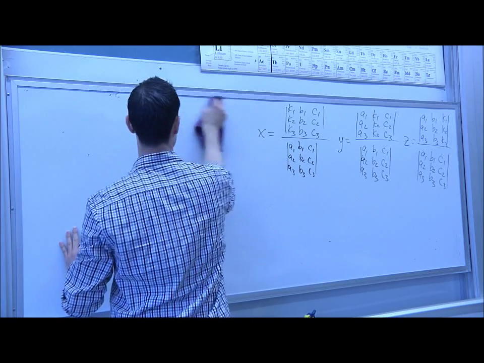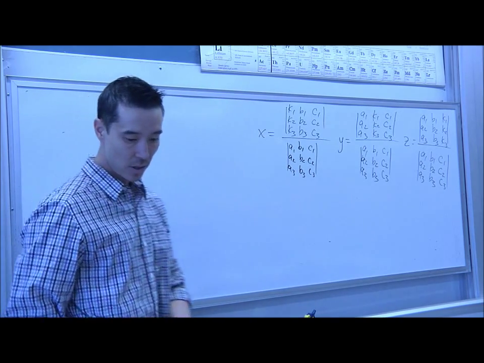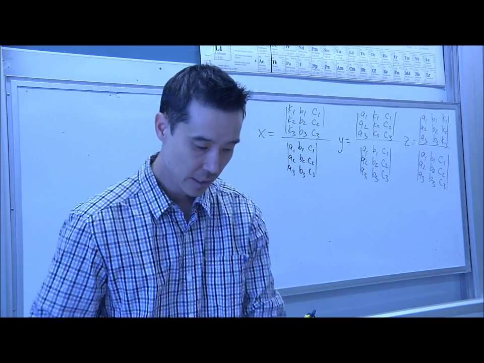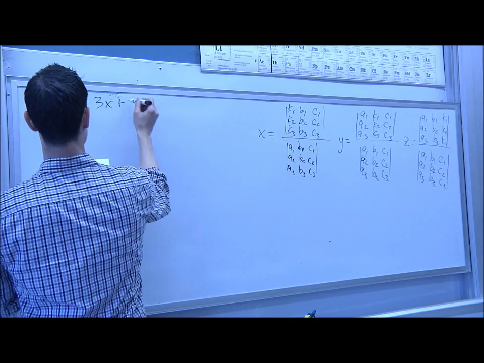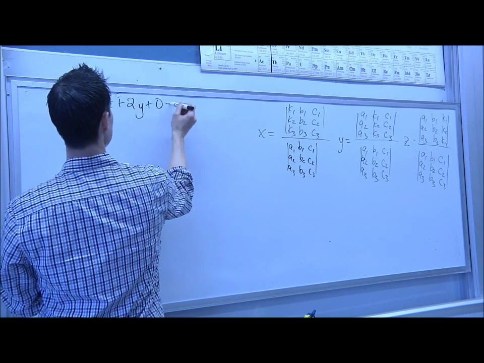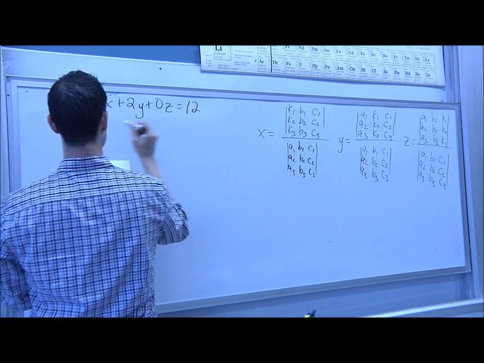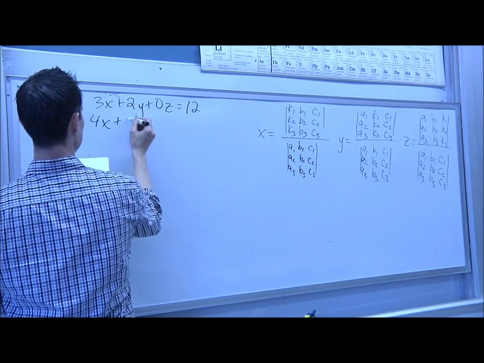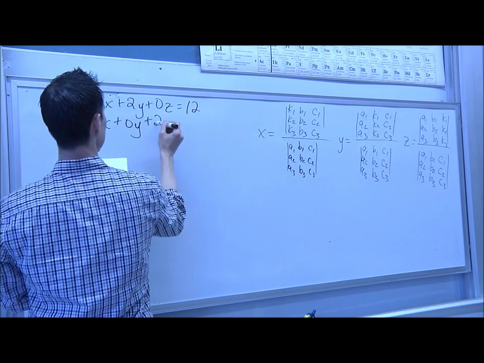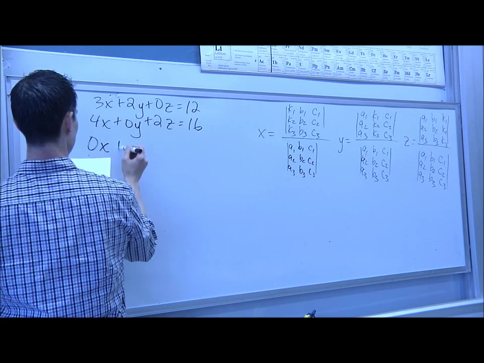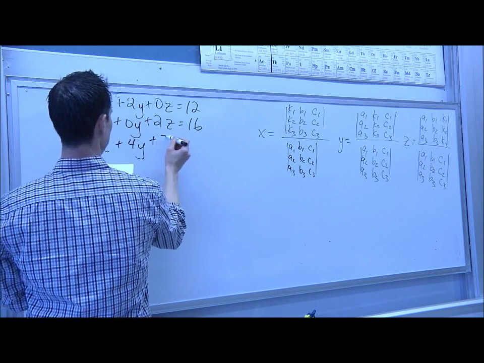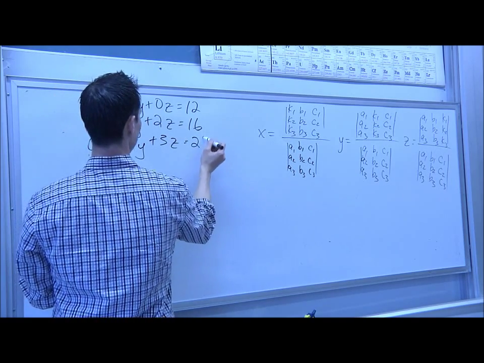Okay. Let's do one, shall we? Here we go. I'm going to put it in order for you. 3x plus 2y plus 0z equals 12. 4x plus 0y plus 2z equals 16. 0x plus 4y plus 3z equals 24.